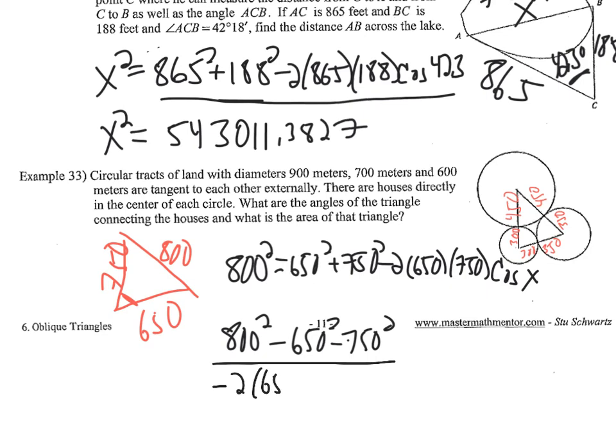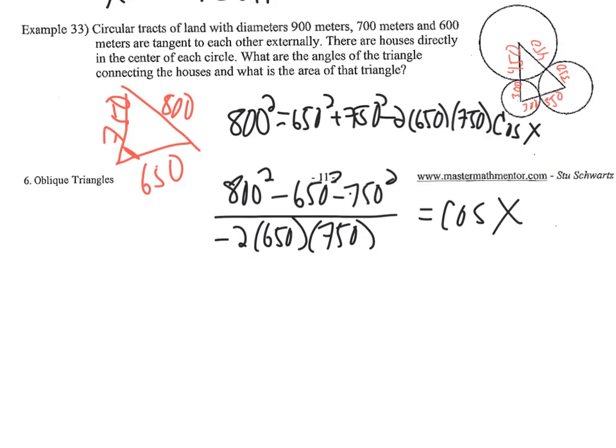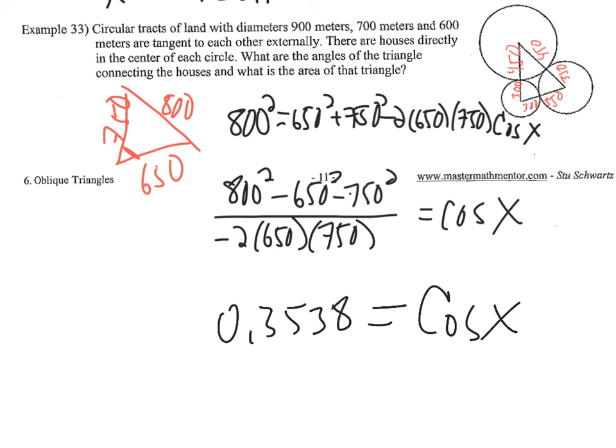negative 2 times 650 times 750. That's equal to the cosine of x. And then we're going to calculate this, grab your calculator, calculate that, and then we're going to arc cosine it, and that'll tell me that angle right there. Just so you can check yourself, when I did this, I got the cosine of x equals 0.3538 with a bunch of other decimals. So then I found the arc cosine of that. So I got the measure of angle x equals 69.3 degrees. Since we're not trying to keep my open math happy, that's probably close enough.